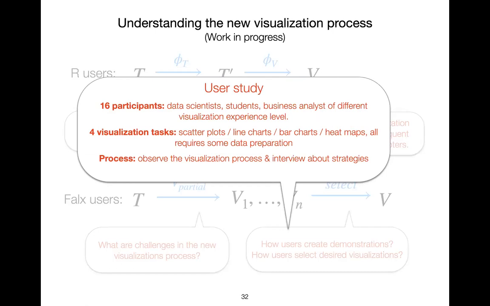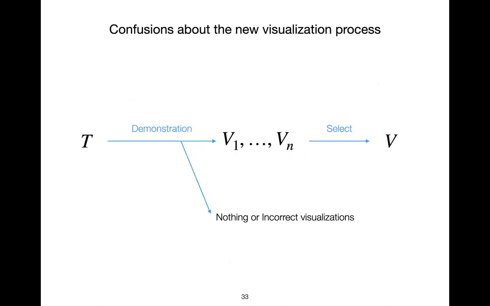We had 16 participants. These were data scientists, students, and business analysts, and we asked them to solve 4 visualization tasks and observed what they did. So this is essentially a pipeline. There are 3 possible outcomes. When users create some demonstration, they get a bunch of visualizations, and then they select the correct one, or they get nothing. And there are some possible confusions from people when they are using the tool.